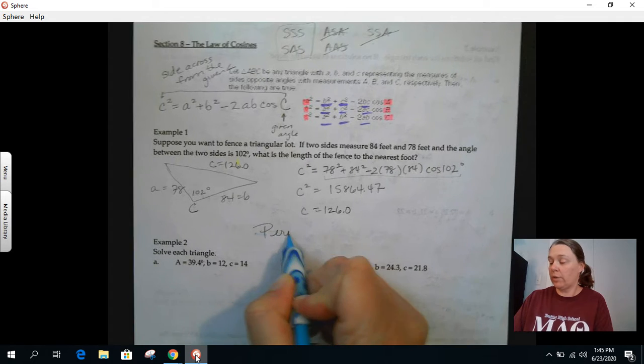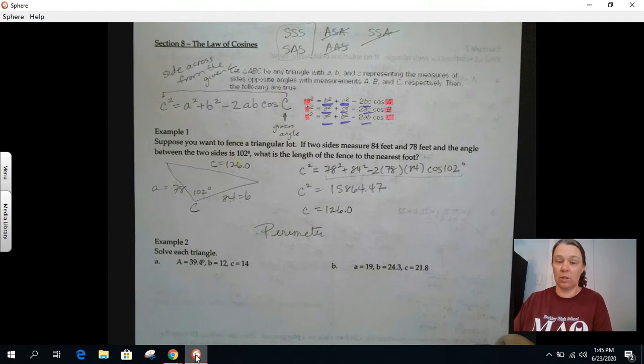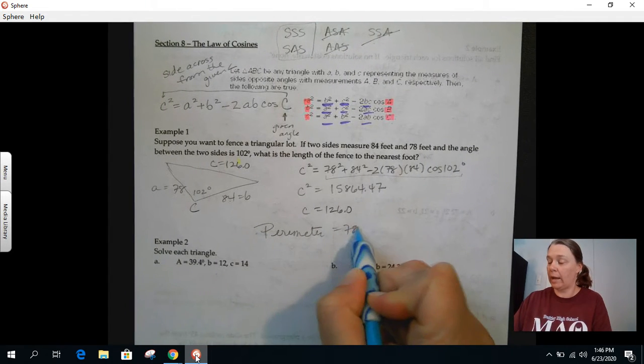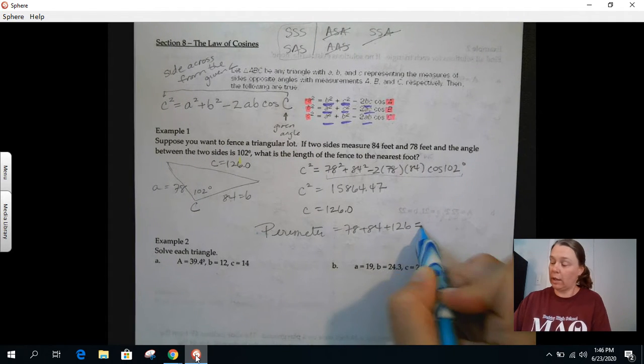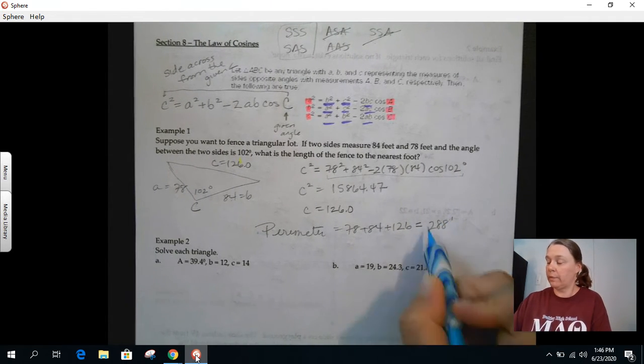So that's my C is 126.0. And then we were asked for the length of fence, so basically our perimeter. So we would add all of those guys together and get 288 feet.